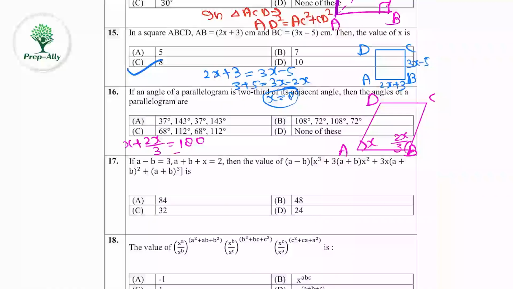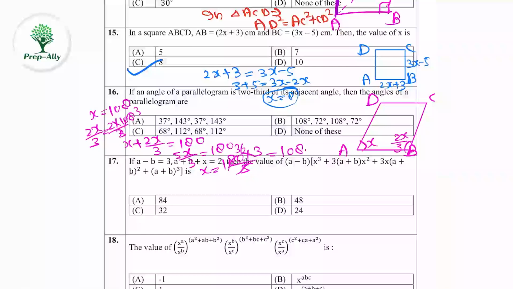So again here if we solve, we are getting 5x by 3 is equal to 180 degrees. So x is equal to 180 into 3 upon 5. So here we are getting 36, 36 into 3 is 108. It means x is equal to 108, so what is 2x by 3? We can write 2 into 108 by 3, which is 36 into 2, which is 72 degrees. So if one angle is 108, another angle is 72. Again this angle is equal to this one and this angle is equal to this one. So option B is the correct one.